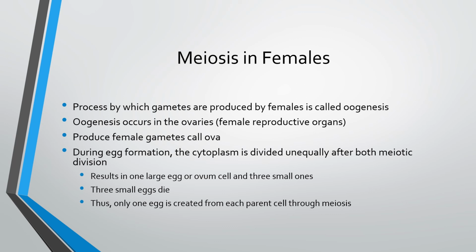Important to note, male meiosis results in 4 gametes. Female results in 1. And that is because the 3 smaller gametes that are produced by the egg's meiosis end up dying because they're not sustainable.